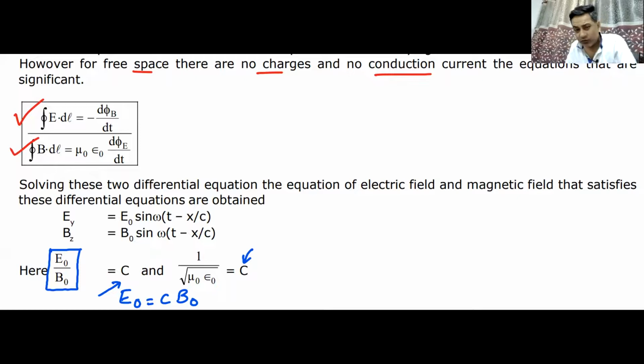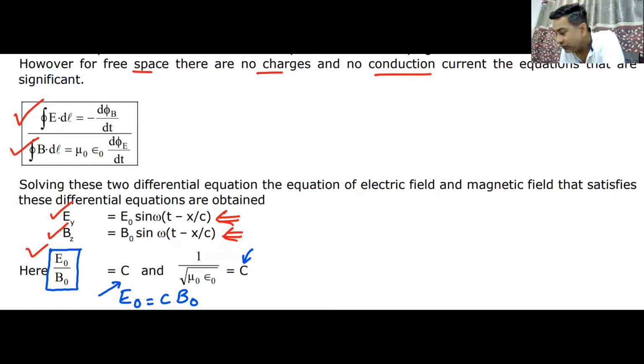If I solve these two equations, and we don't have to solve it, Maxwell has already done it for us, we get the value of the electric field and the magnetic field. This is the value of the electric field. This is the value of the magnetic field. E naught by B naught is C, and 1 by root over mu naught epsilon naught is C. This is how we get these two equations.